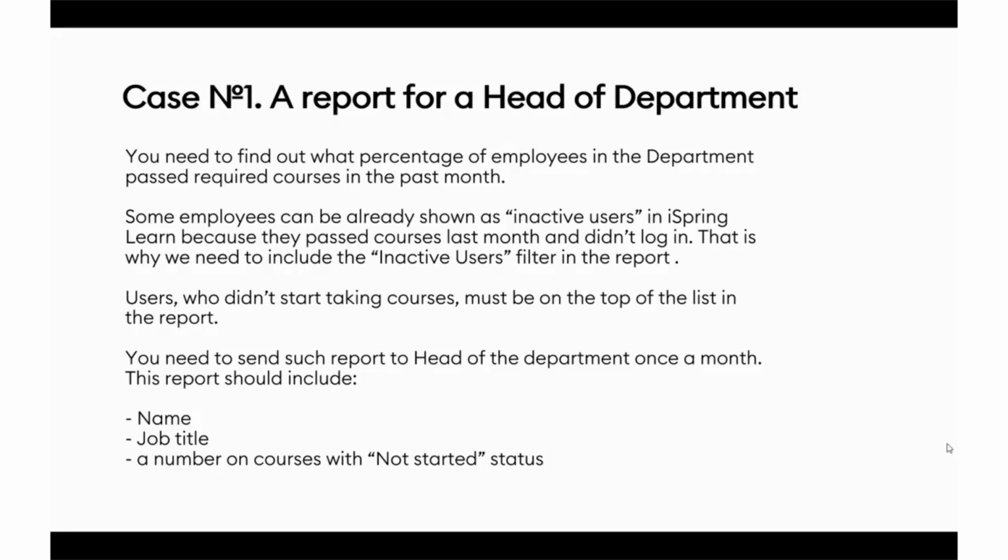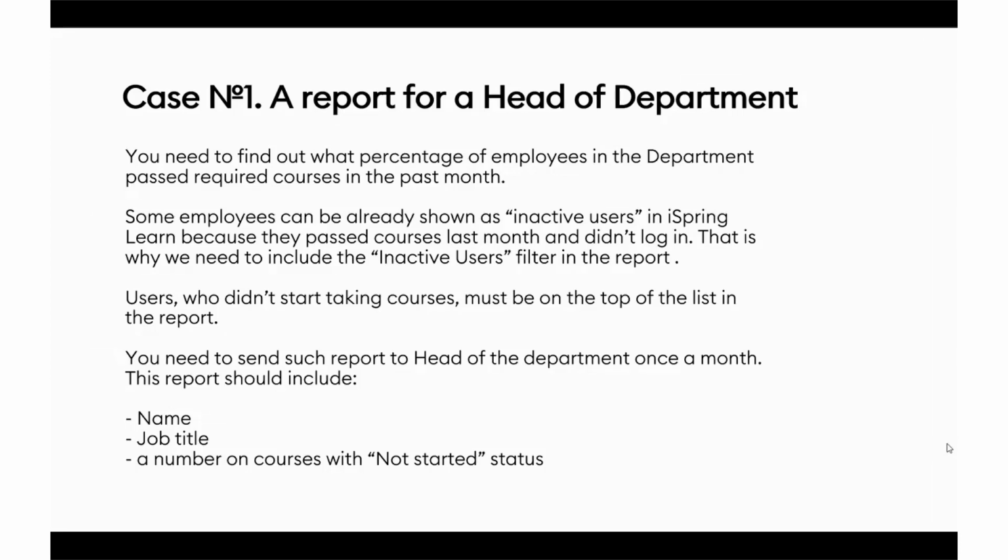Some employees can already be shown as inactive users in iSpring Learn because they passed courses last month and didn't log in. That is why we need to include the inactive users filter in the report. Users who didn't start taking courses must be on the top of the list in the report. And we need to send such a report to the head of the department once a month. And this report should include name, job title, and a number of courses with not started status.